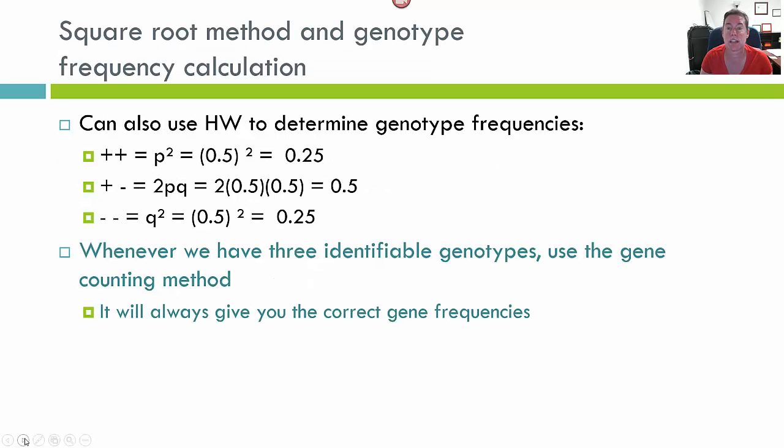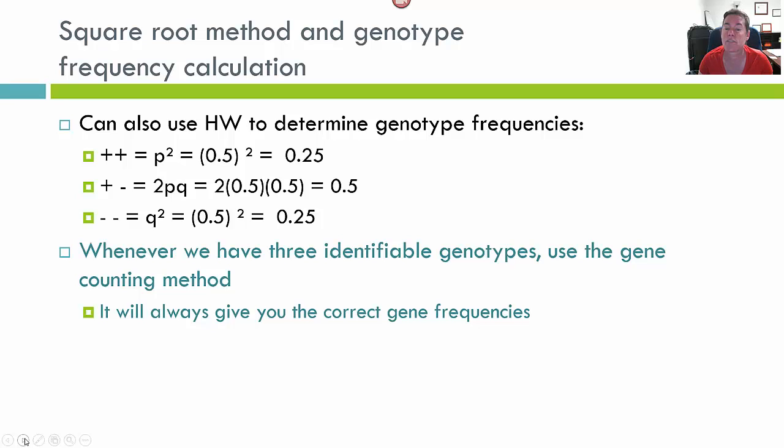The square root method and the genotype frequency calculation. We can also use Hardy-Weinberg to determine genotype frequencies. Plus is the equivalent of P squared because it's homozygous dominant. So that would be 0.5 squared equals 0.25. The heterozygote plus minus equals 2PQ, which equals 2 times 0.5 times 0.5, which equals 0.5. And the negative was the homozygous recessive, which equals Q squared. So 0.5 squared equals 0.25.